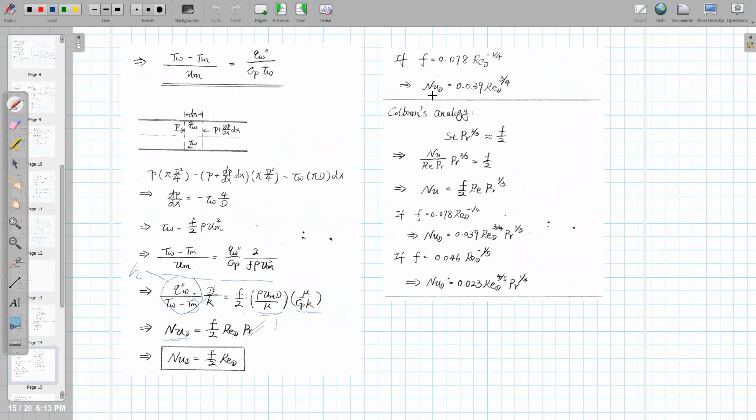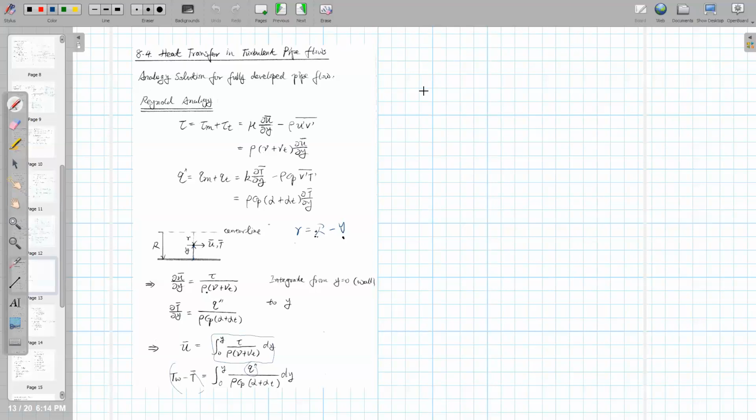Okay, and we can just calculate that in this case, the Nusselt number will be just equal to 0.039 Reynolds number to the power 3/4. So this is the way that you can use this simple Prandtl analogy to calculate the Nusselt number. Using the analogy, you can find what the thermal performance will be. So this is the mean value. And again, similar things.